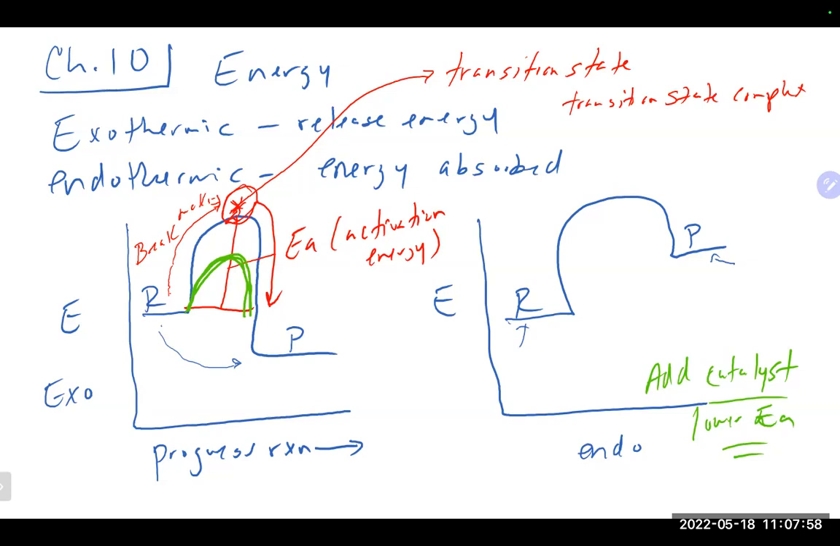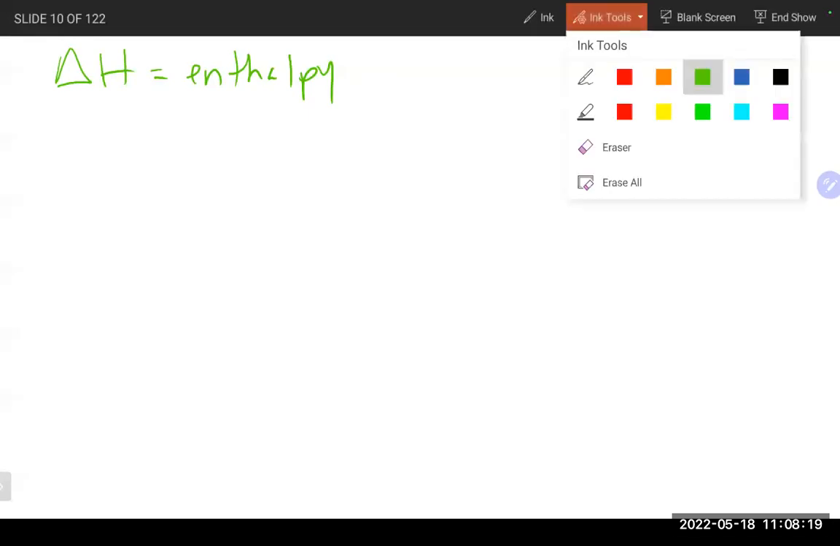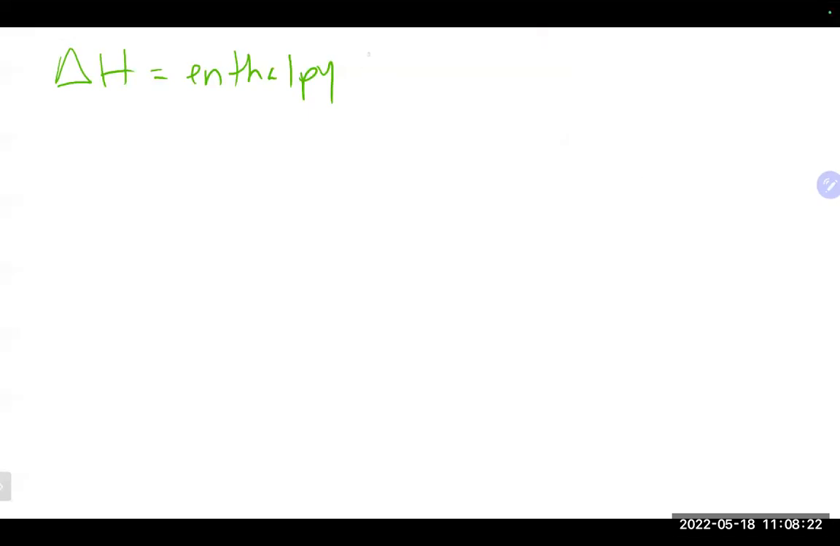Now, in terms of exothermic and endothermic, we talked about a couple of different measurements of energy. One is what is known as the enthalpy, which is delta H. And the enthalpy of a reaction, you can think of it as sort of the heat of a reaction.